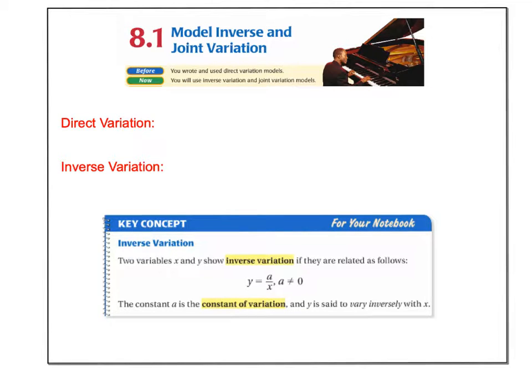In this lesson, we will be looking at the concepts of direct variation, inverse variation, and joint variation. Direct variation is most likely something you've seen before. It is any relationship that follows this equation: y equals some constant a times x.